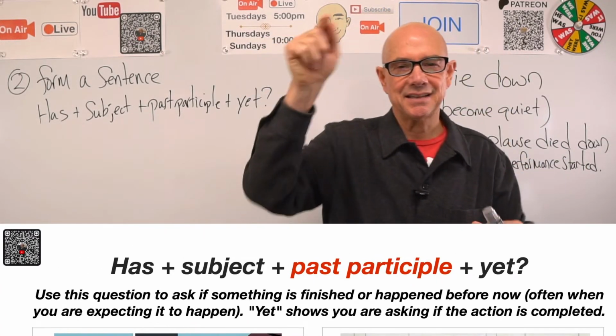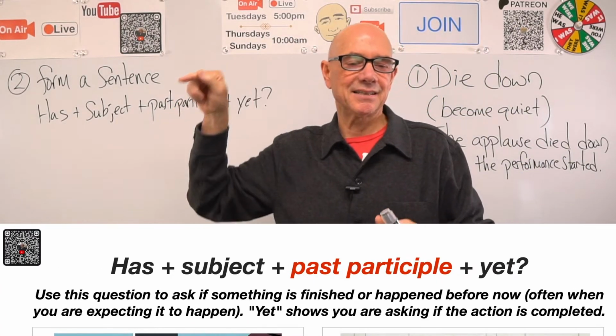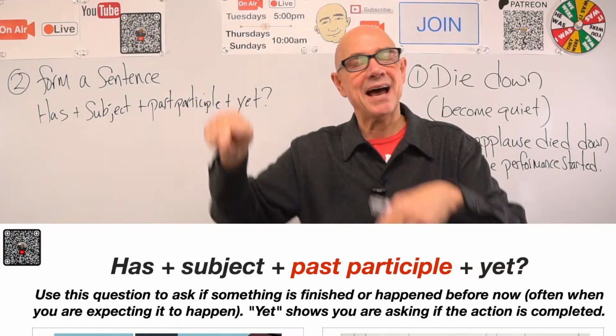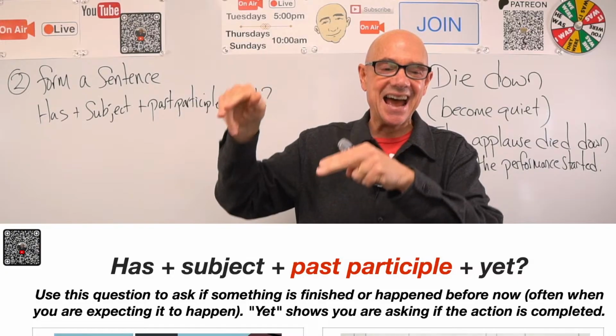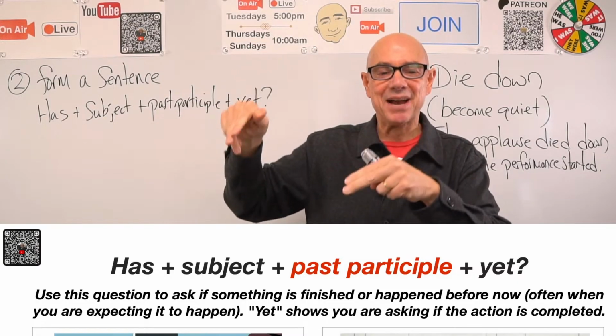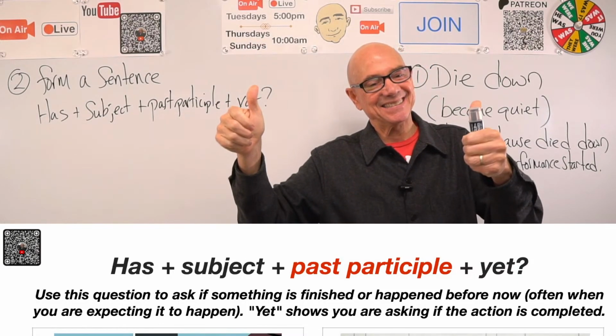Right there is our pattern. Has, subject, past participle, yet. One more time. Has, subject, past participle, yet.